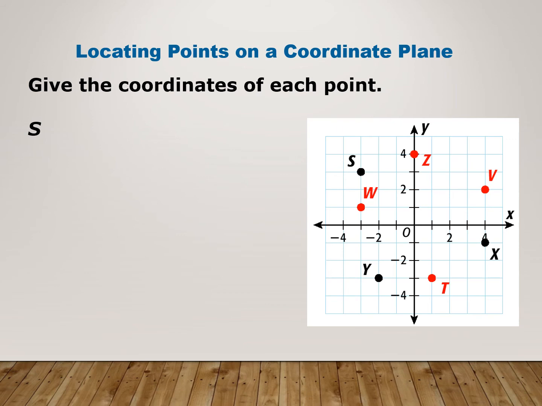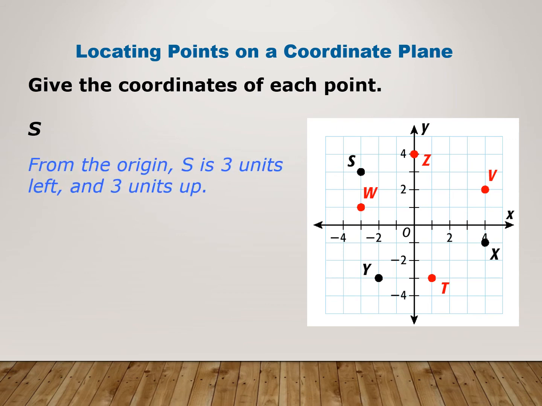Next is the point S. So, yung ating point S, from the origin, is 3 units left and 3 units up. So, yung ating point S is in the second quadrant.